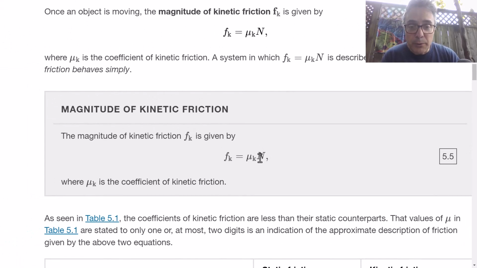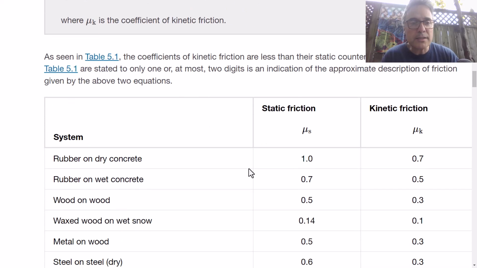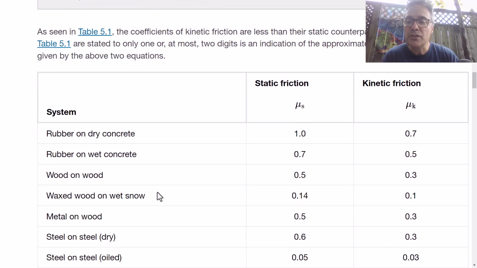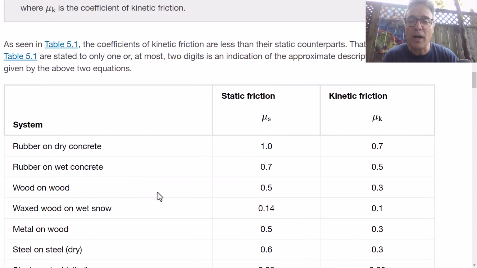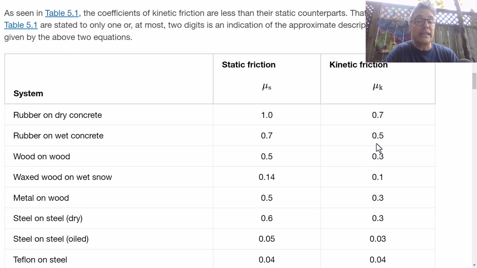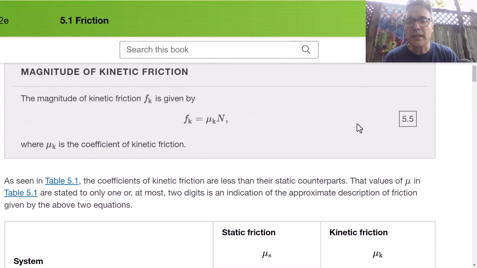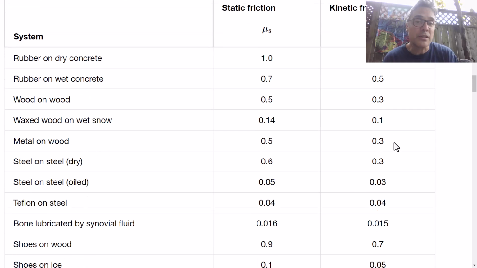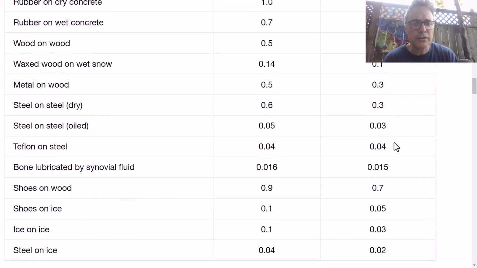So we know what normal force is. What's the mu sub k? Well, it is a dimensionless constant which depends on the kind of surface. So in this table 5.1, they give you a bunch of examples of coefficients of kinetic friction. For example, if it's rubber sliding along dry concrete, then the coefficient of kinetic friction is 0.7. Meaning to find the friction, you take 0.7 and multiply it by the normal force between those two surfaces, and so on. It's always dimensionless. There's no units to the coefficient of kinetic friction.